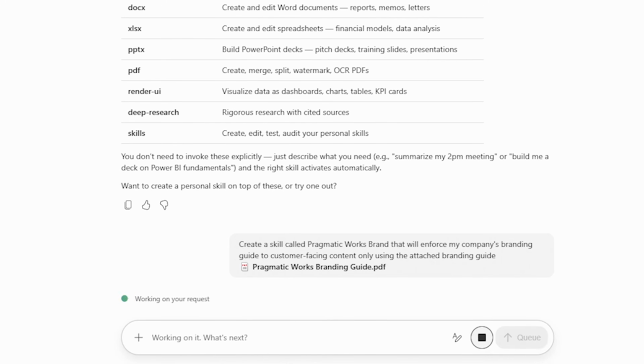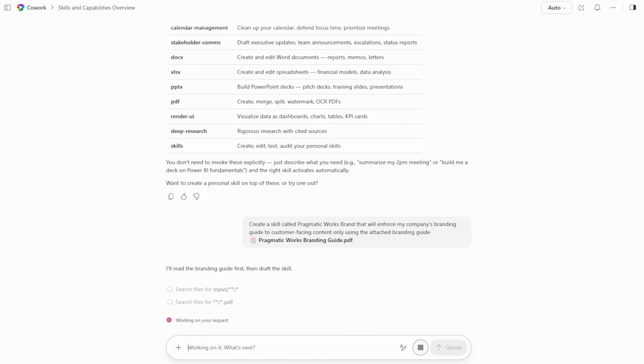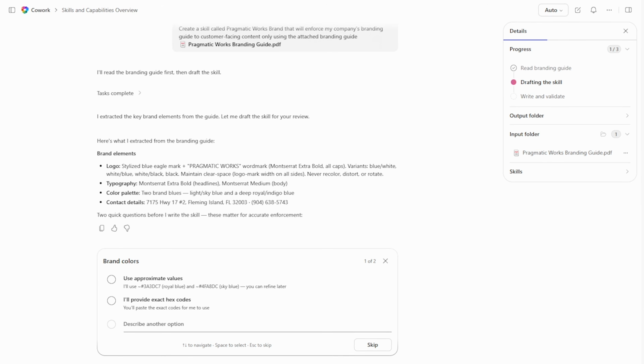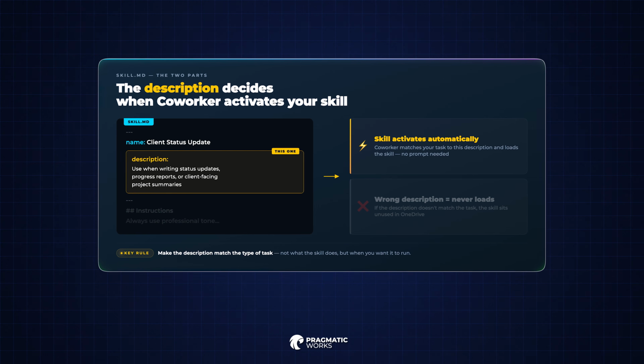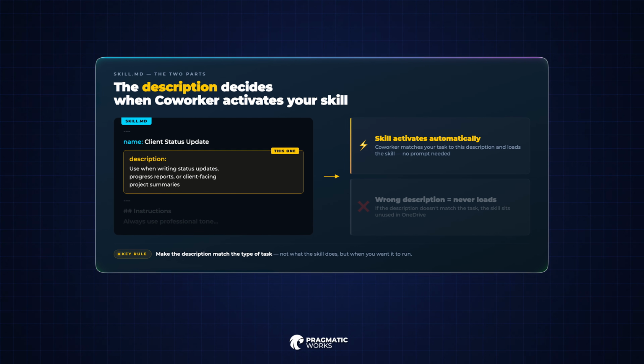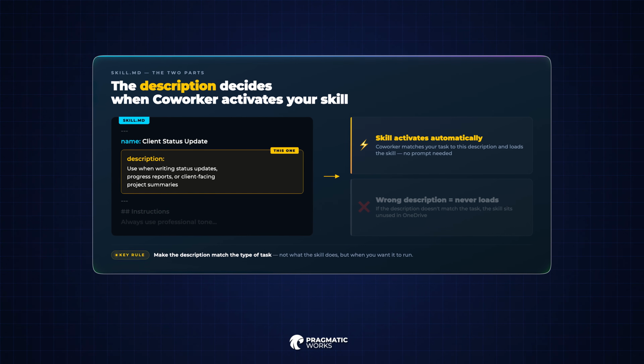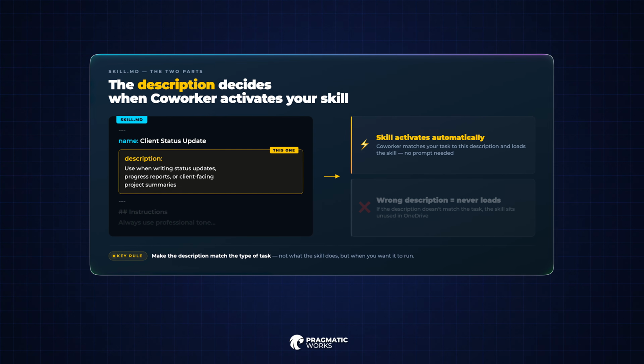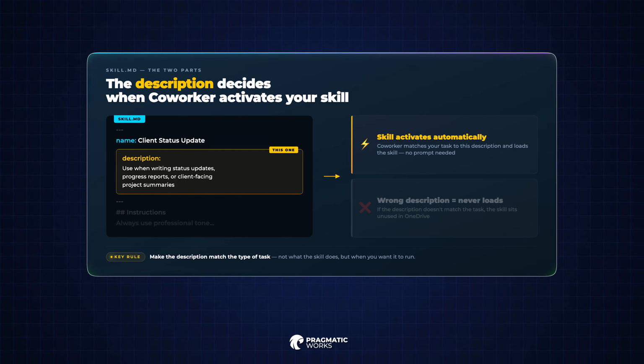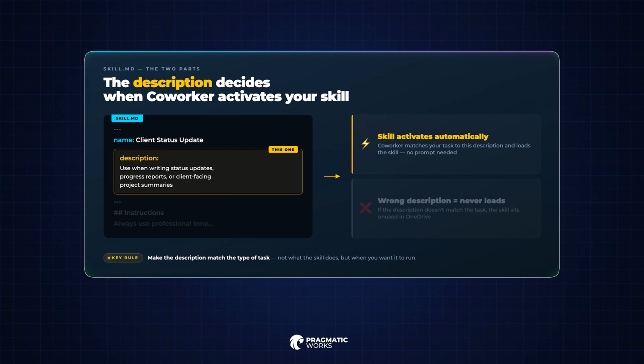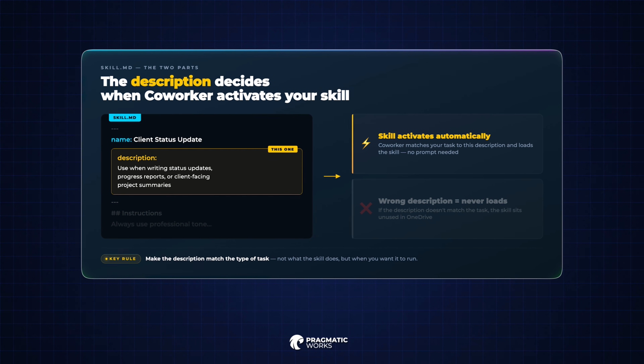The file itself has two parts. At the top, a name and a description wrapped in what's called YAML front matter. That description is the most important part. It's how Cowork decides when to load your skill. Make it specific to the type of work you want to apply it to, and that way you'll ensure that whenever you're interacting with Cowork, it knows when to pull in that skill.